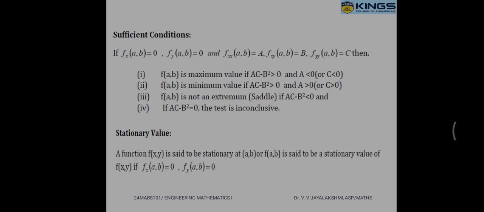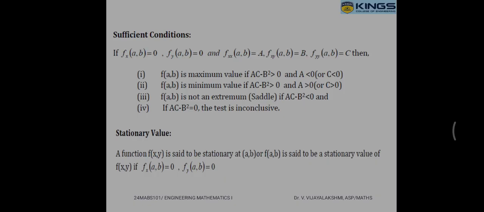Now we will see the working procedure of maxima and minima, that is the sufficient condition for a function to be maximum or minimum. If fx of a comma b equal to 0, fy of a comma b equal to 0 and fxx of a comma b equal to a, fxy of a comma b equal to b, fyy of a comma b equal to c, then f of a comma b is maximum value if ac minus b square is greater than 0 and either a is less than 0 or c is less than 0.